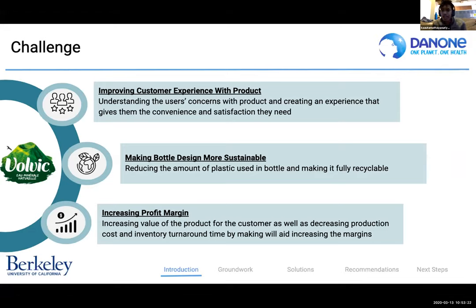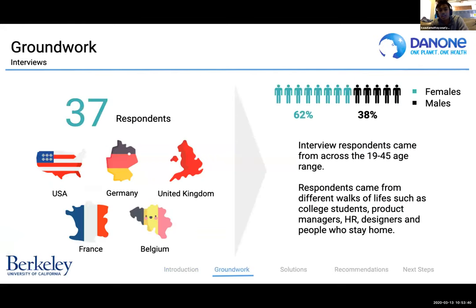And finally, just like every other business, it's very important for us to also focus on increasing the profit margin. And in regards to that, how do we increase the revenue, the number of units being sold? How do we reach out to more target consumers, and how can we decrease the cost of production? So now I'd like to pass over the baton to Perry to speak about the groundwork that we have done so far.